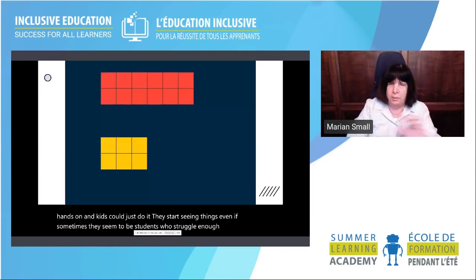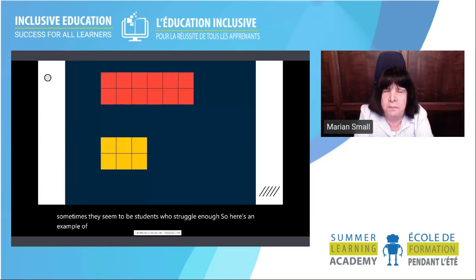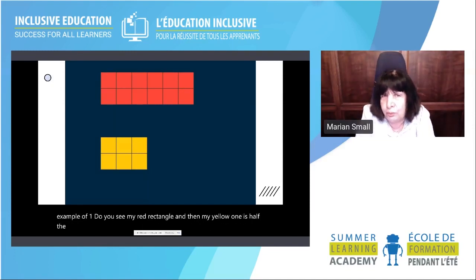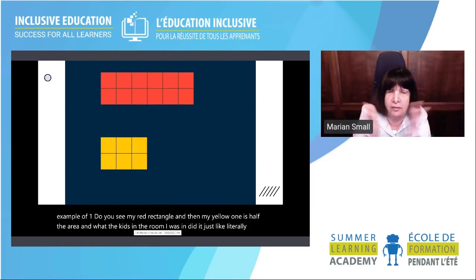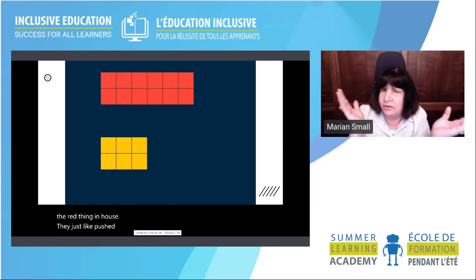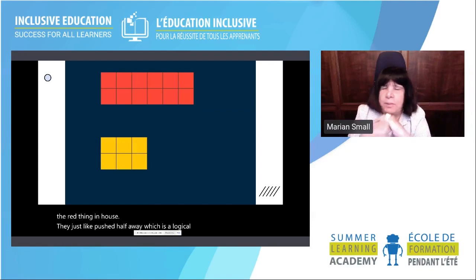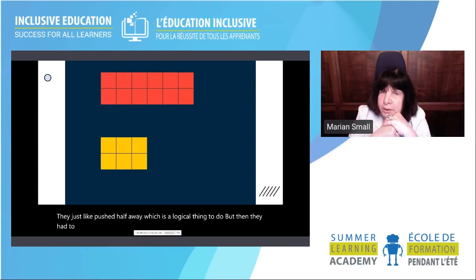So here's an example of one. Do you see my red rectangle? And then my yellow one is half the area. And what the kids in the room I was in did is literally split the red thing in half. They just pushed half away, which is a logical thing to do. But then they had to figure out what the perimeter is.